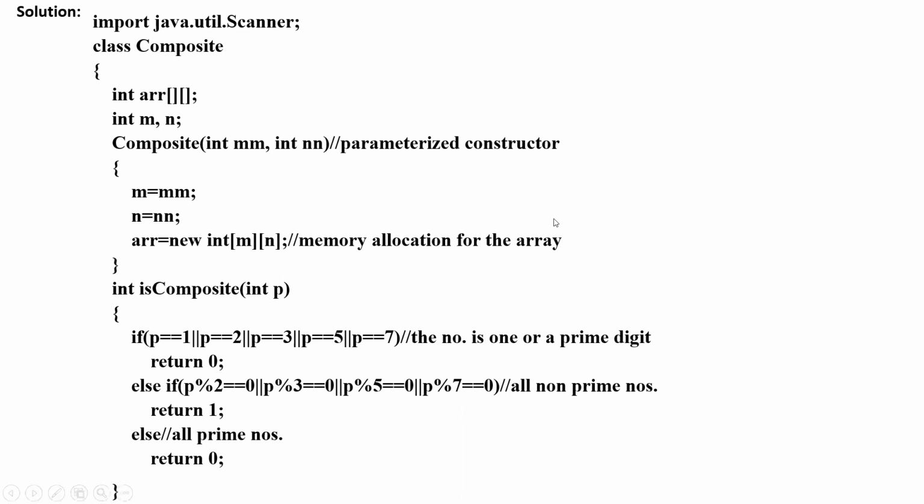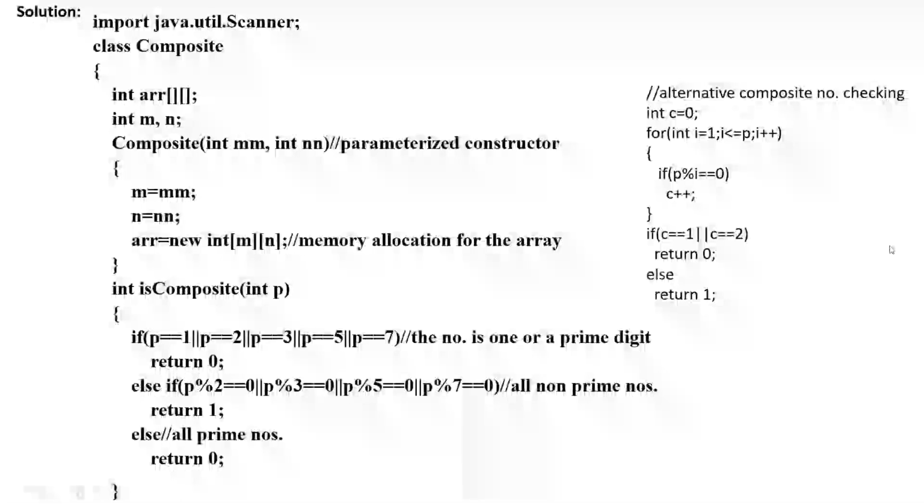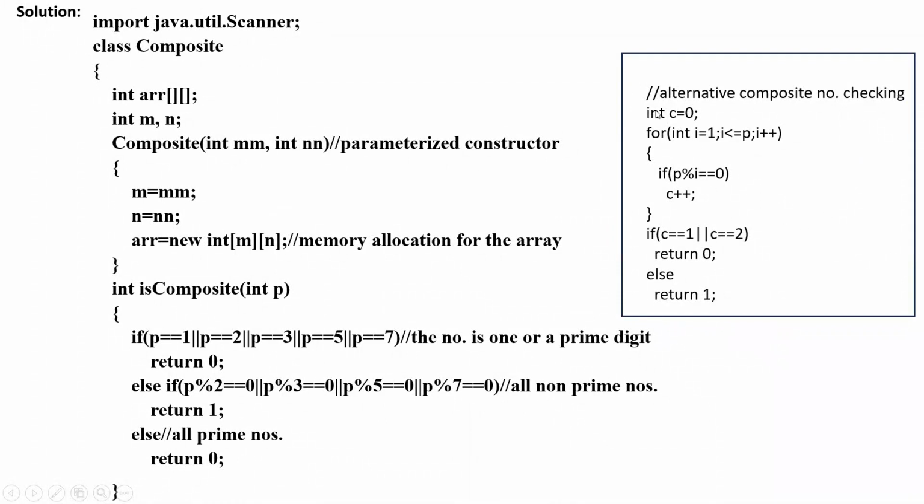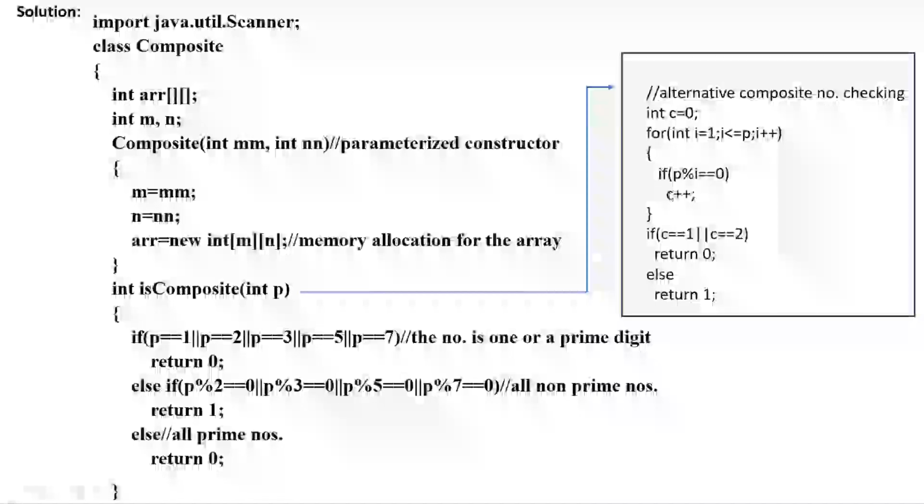There is alternate logic also. Let us see that one. This is the alternate logic where we are checking how many factors there are for p. Now, if the factors come to 1 or 2, that means the number is 1 or prime, so we are returning 0. And if the number of factors, that is c, is more than 2, it is a non-prime or composite number, so it will return 1. So students may use any logic for prime check or composite check. Let's move further.